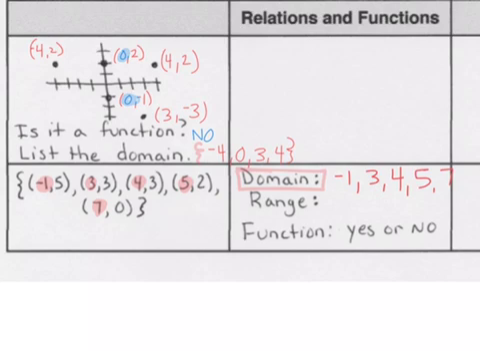When I go to do the range, that's going to be all my y values. These also need to be listed in order, least to greatest. So I'm going to say 0, 2, 3, 5. I do have a repeating y value. There's the number 3 twice. You still will only list that once. Last question. Function or not a function? Yes. There's no repeating x values.